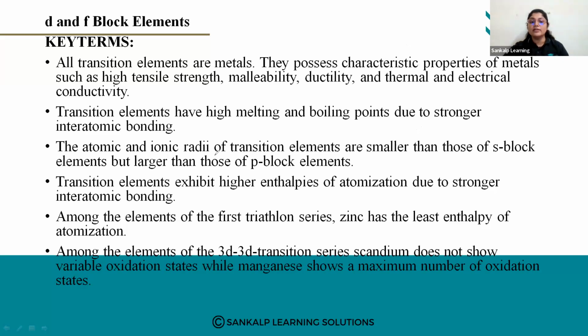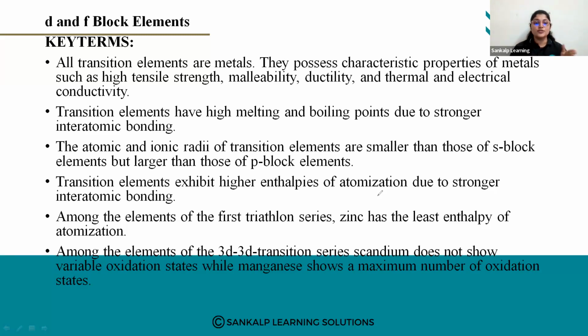The atomic and ionic radii of the transition elements are smaller than those of s block elements, but larger than those of p block elements. When you're talking about atomic and ionic radii, as you know, as you go across the period, what will happen to atomic and ionic radii? It goes on decreasing, right? As you go across the period, the atomic and ionic radii go on decreasing.